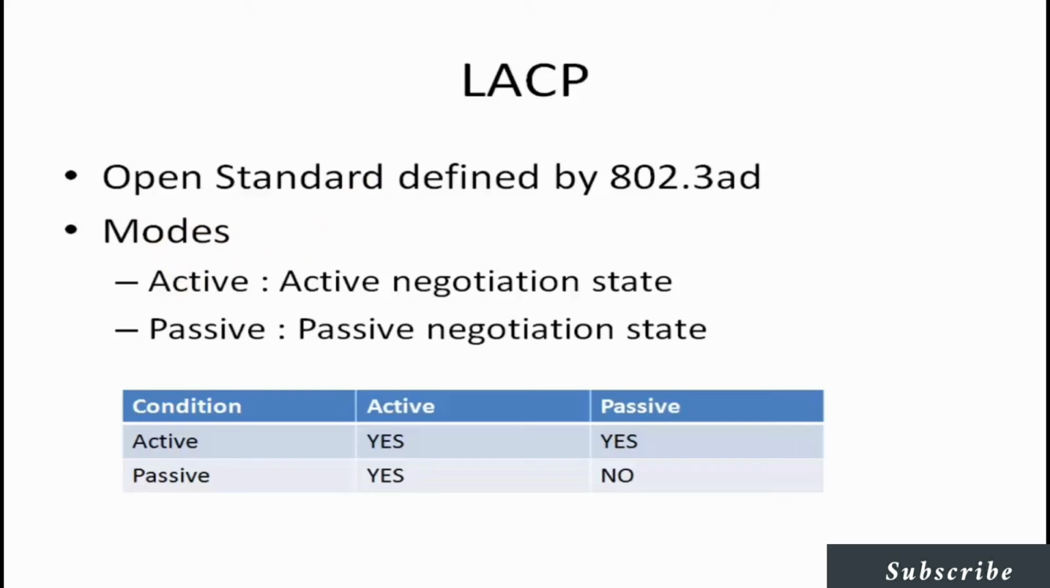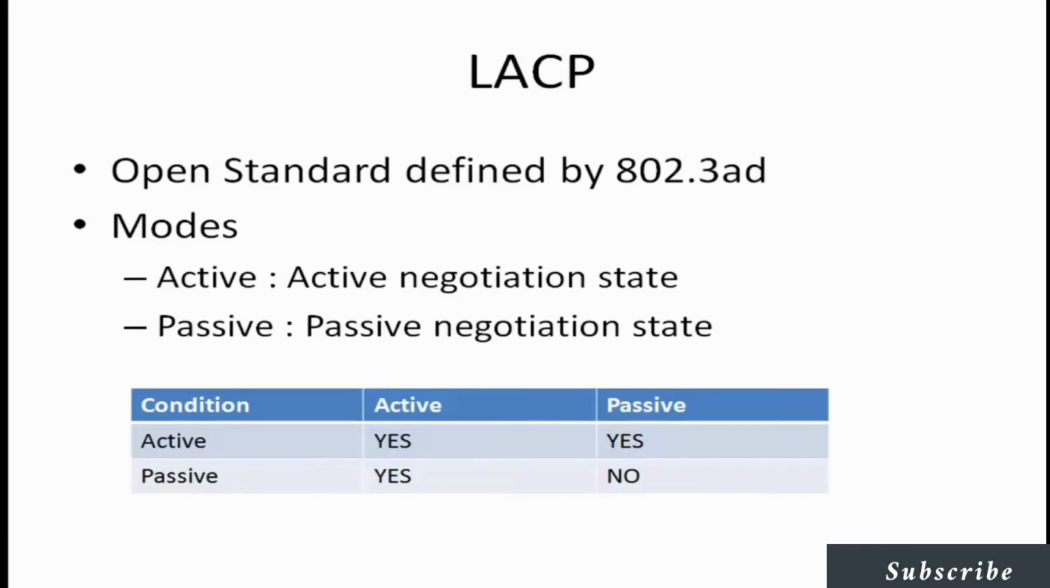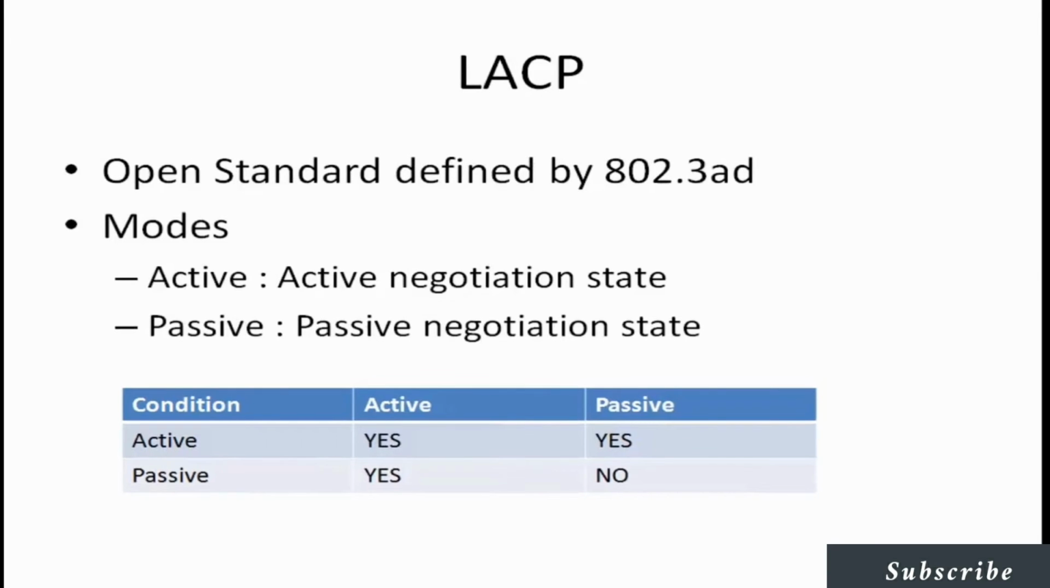So same here, I had also considered conditions. If both sides are active, obviously negotiation happens. If it is active passive, yes, it negotiates. And if it is passive active, it will negotiate. But if both sides are passive, it never initiates the connection. That means no negotiation happens.